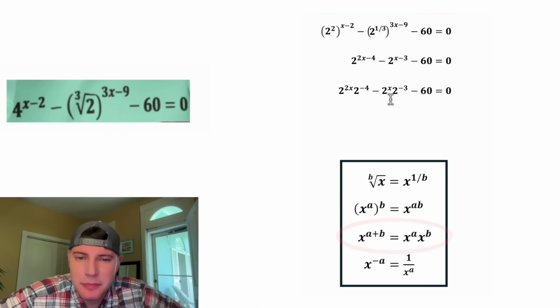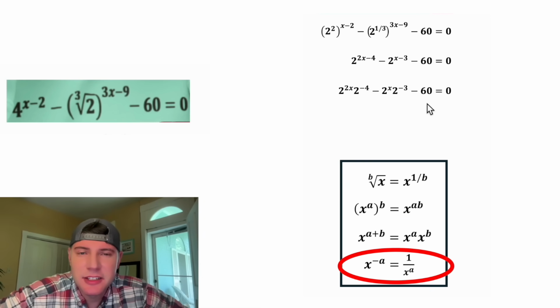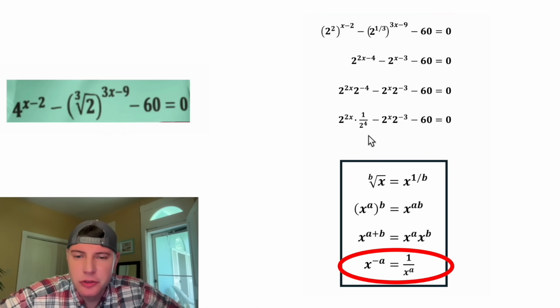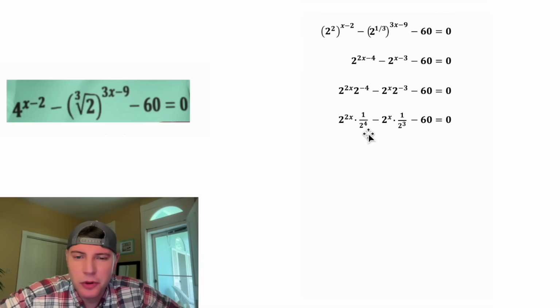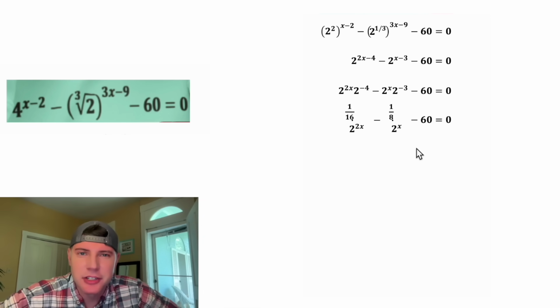Now for the next step, let's use these notes here. x to the negative a is equal to 1 over x to the a. This 2 to the negative 4 will change into 1 over 2 to the 4th, and this 2 to the negative 3 will change into 1 over 2 to the 3. And then on bottom here, 2 to the 4th is equal to 16, and on bottom here, 2 to the 3rd will equal 8. And let's bring these two fractions up front.